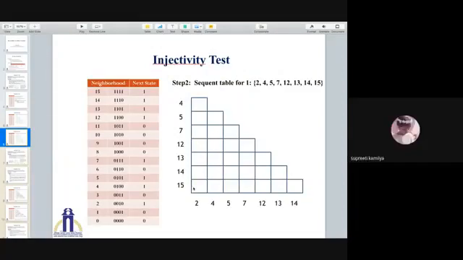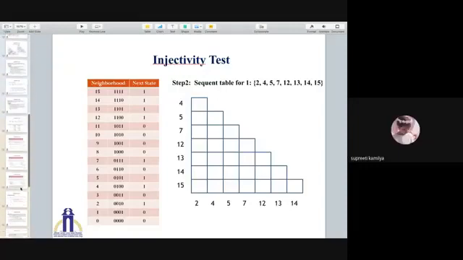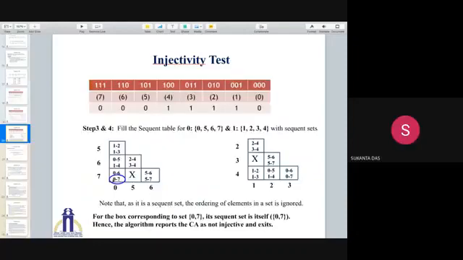I mean, if the box includes the same value as it is outside the box, then it is not injective. Here 0 7 and 0 7. Yes, 0 7, 0 7. And sir, why is it so? Why has it been decided like this?